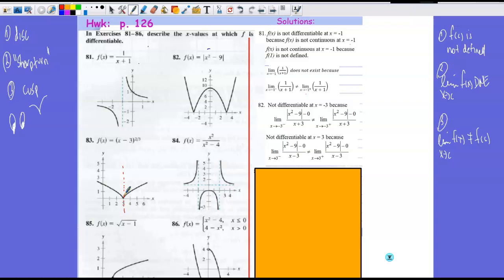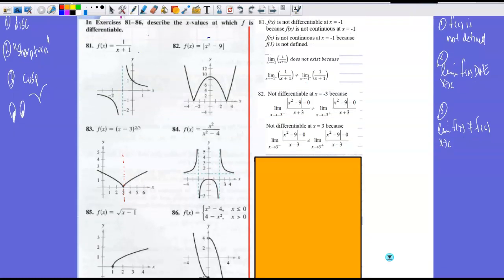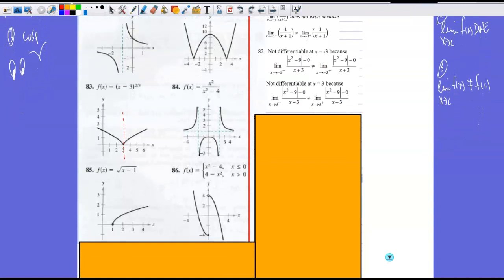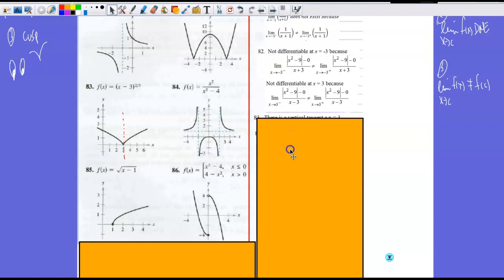And in number 83, if you zoom in on that, you will see that the graph does go locally linear, but it becomes a vertical line, and the slope of a vertical line is undefined. So in number 83, I'm going to say that the function f of x is not differentiable at x equal to 3 because there is a vertical tangent at x equal to 3. The function is continuous at x equal to 3, and the limit does exist, so I don't need to justify that.